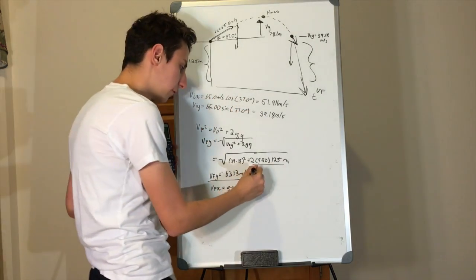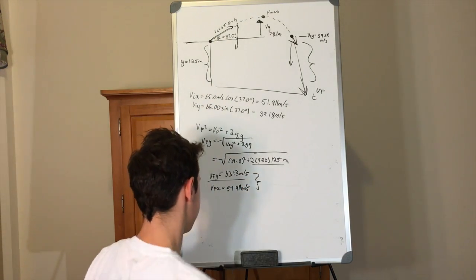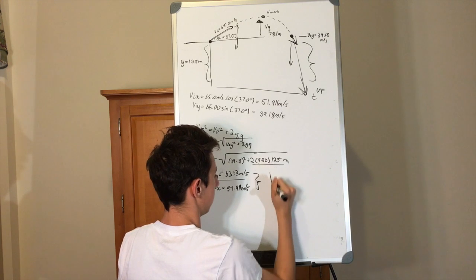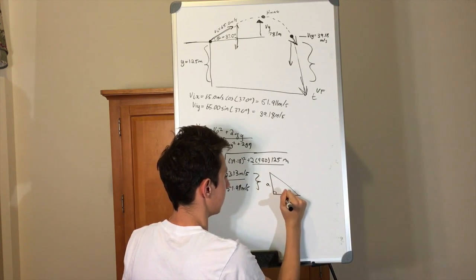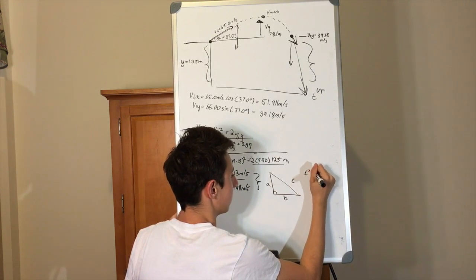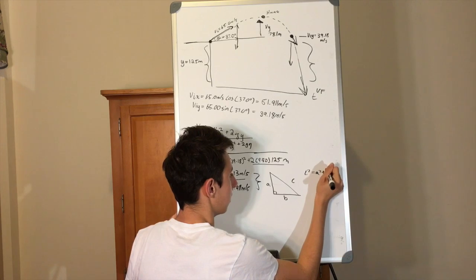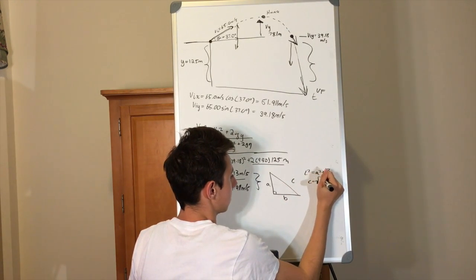So now how do we find our final velocity? Well, think of a triangle. We can have a right triangle right here. We have A, B, and C. We know that by Pythagorean theorem that c squared is equal to a squared plus b squared. That's just common knowledge. So c is equal to root a squared plus b squared.